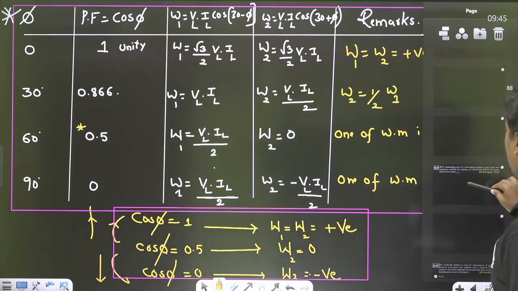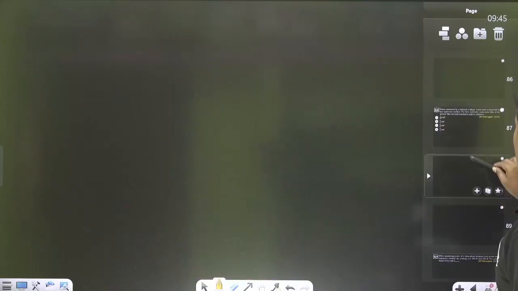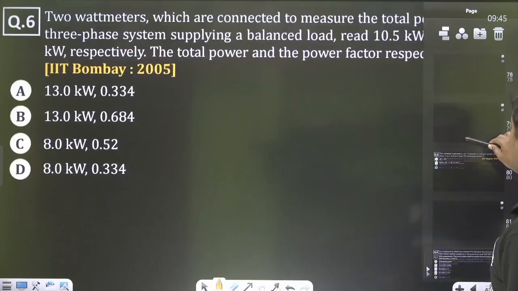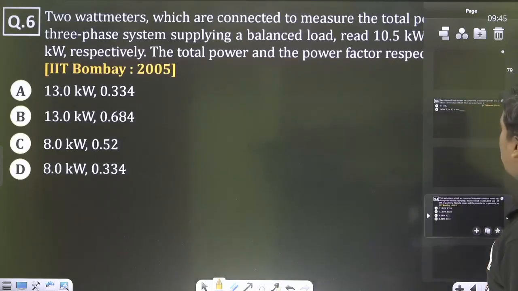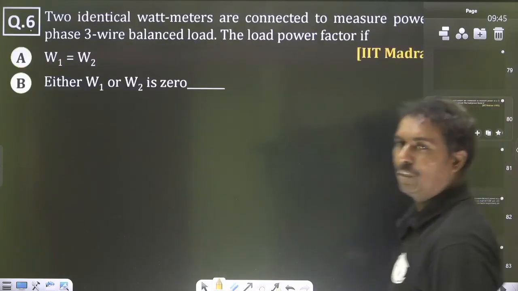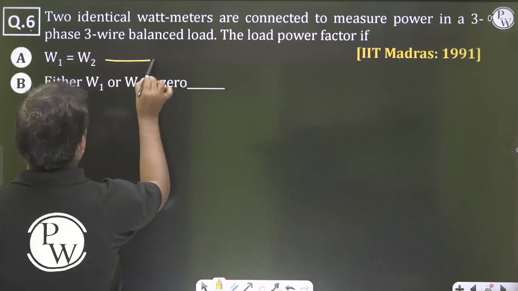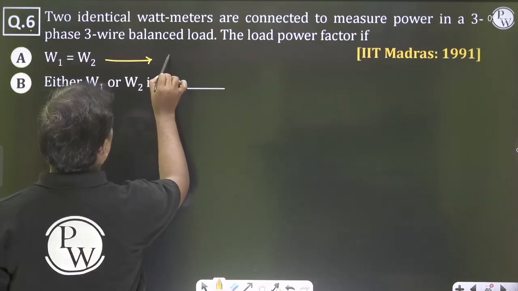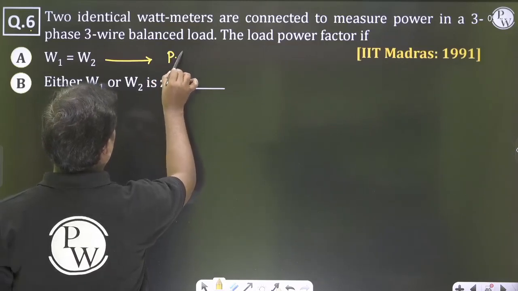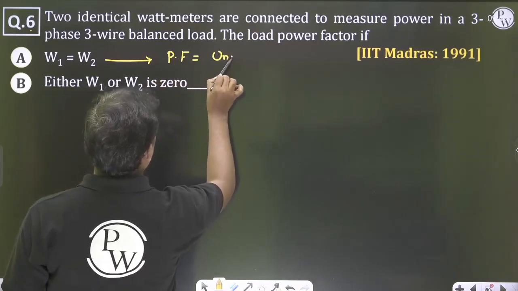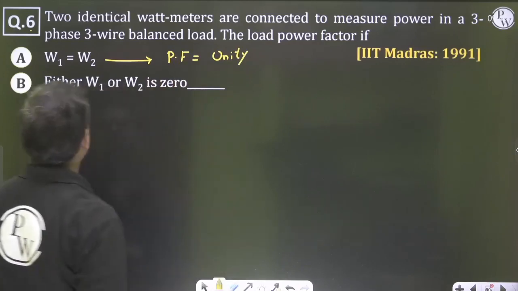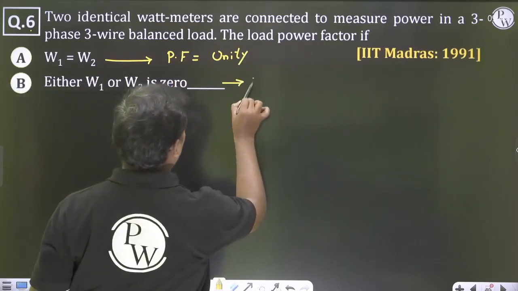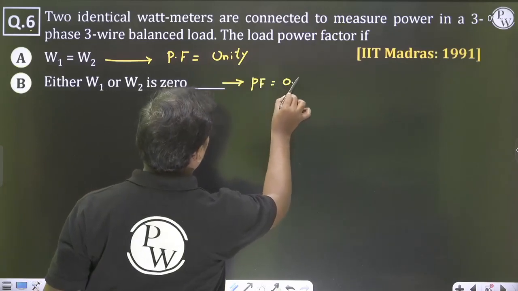So what is the question number 6? W1 is equal to W2 is happening at what? Phi is equal to 0. So this is the unity power factor. So the power factor will be unity. Either W1 or W2 is equal to 0, then the power factor is 0.5. That is already in the table.